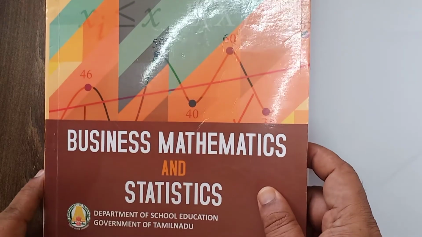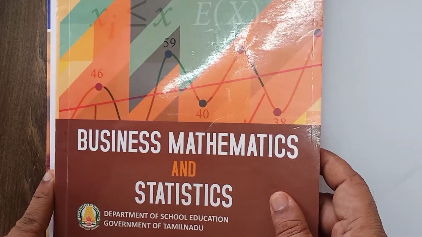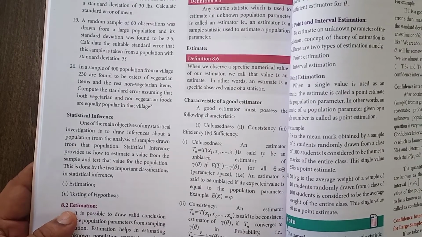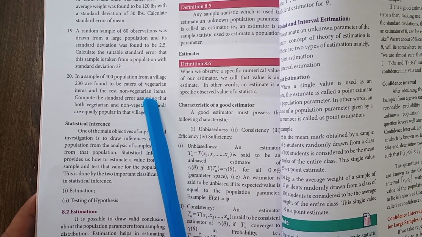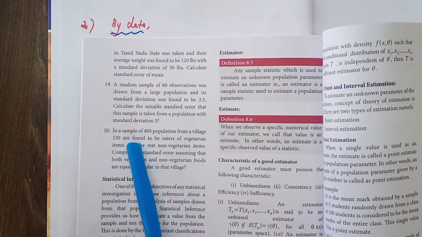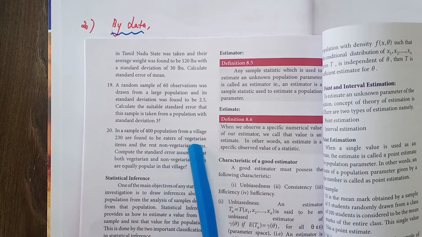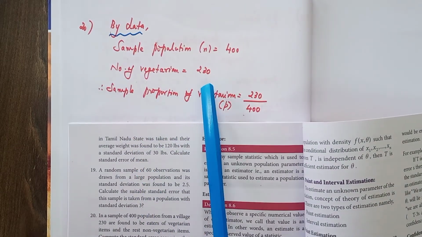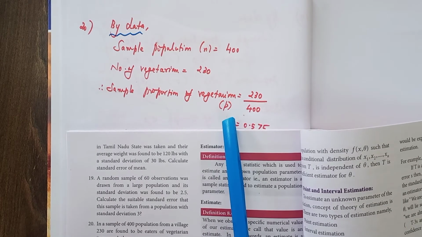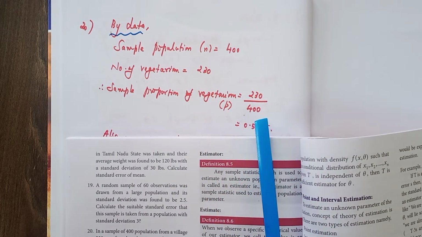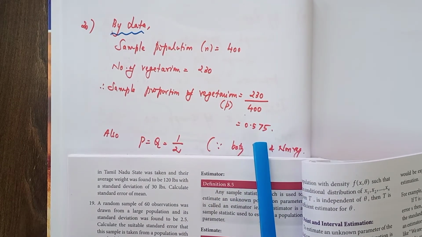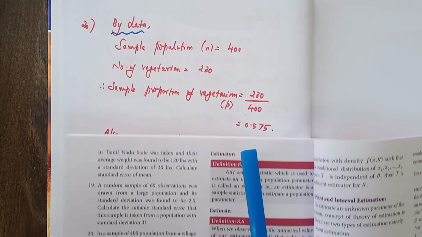12th standard business mathematics and statistics, chapter number 8, continuation of exercise 8.1, problem number 20. In a sample of 400 population from a village, so sample population is equal to 400, 230 are found to be eaters of vegetarian. So number of vegetarian is equal to 230. Now we can go for the sample proportion of vegetarian, that is small p equals 230 out of 400. Both to be divided for getting the proportion. So if you divide, you will be getting 0.575.